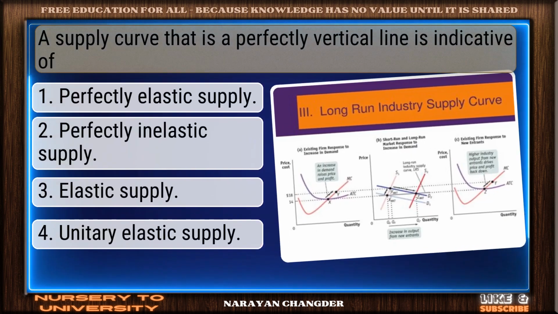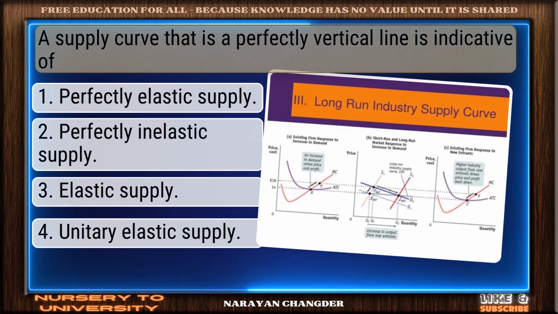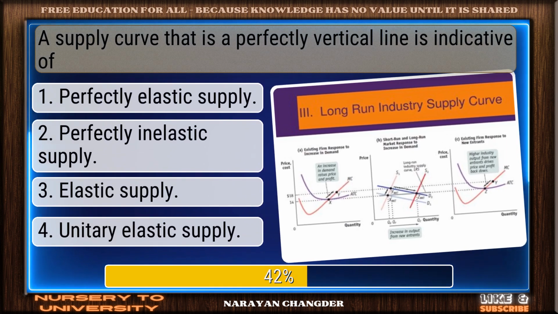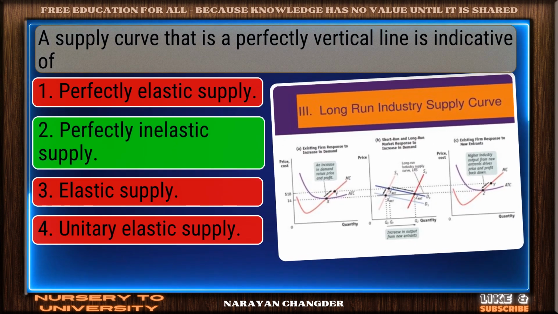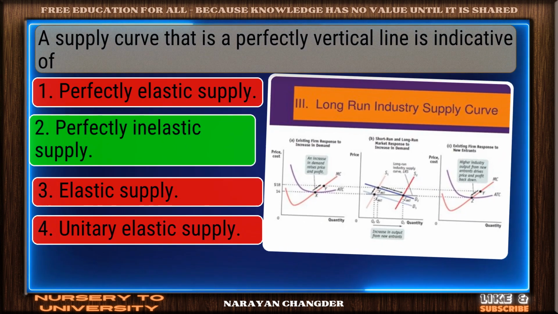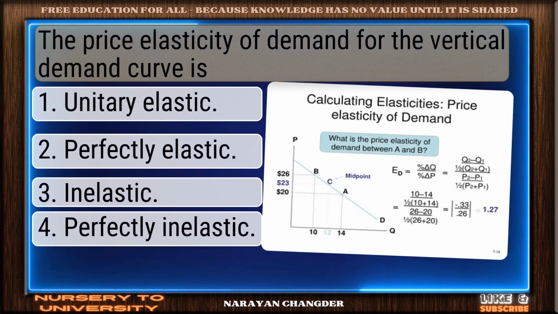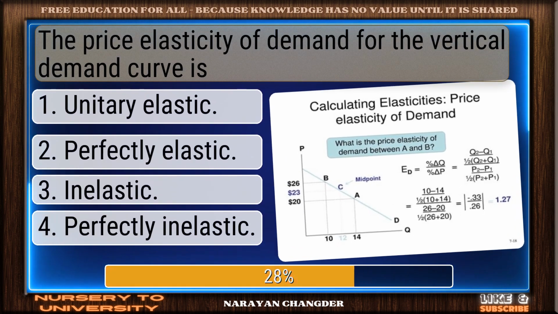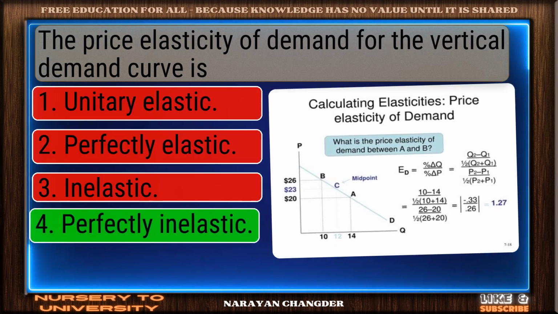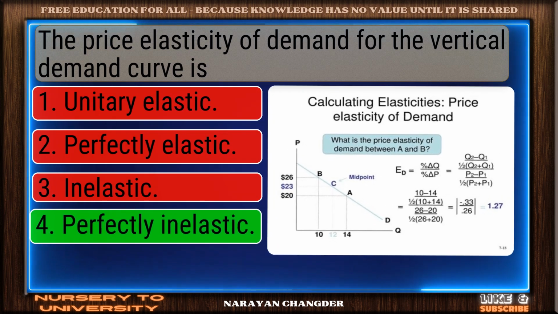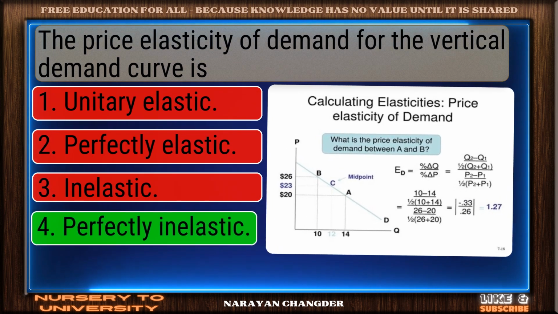A supply curve that is a perfectly vertical line is indicative of. Bravo! Perfectly inelastic supply is the answer. The price elasticity of demand for the vertical demand curve is. Solid response. Perfectly inelastic is a valid choice.